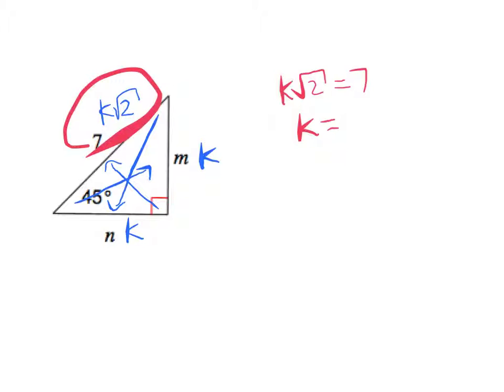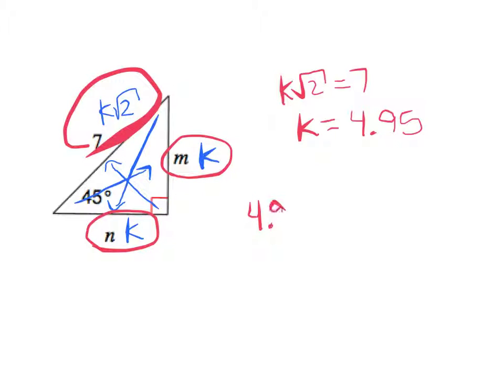So again, we're going to use our calculator and get the decimal answer for that. Looks like our answer is 4.95 approximately. So that lets us find all three sides actually, because m is the same as k and so is n. So I can write my three sides as 4.95, 4.95, and 7.